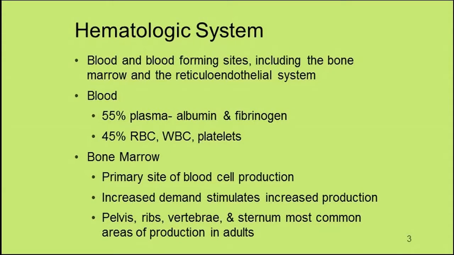All right, to start off with in chapter 32, we're just going to do a brief review of the hematologic system, what it consists of. You should remember that normal blood volume is approximately 5 to 6 liters. It accounts for about 10% of total body weight.